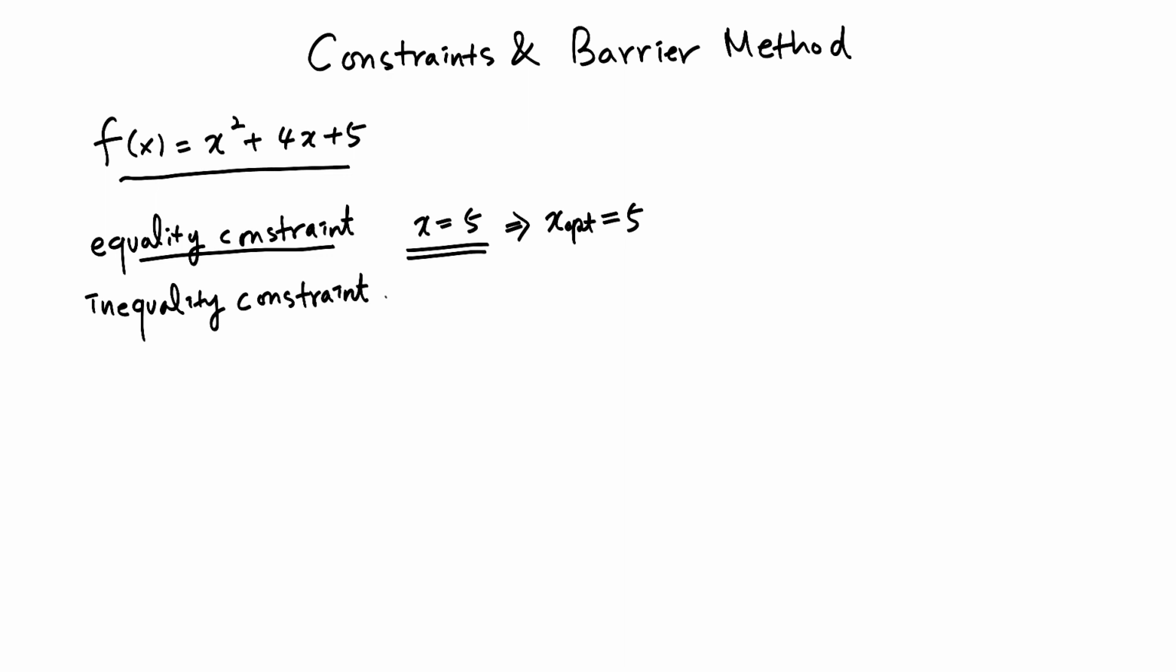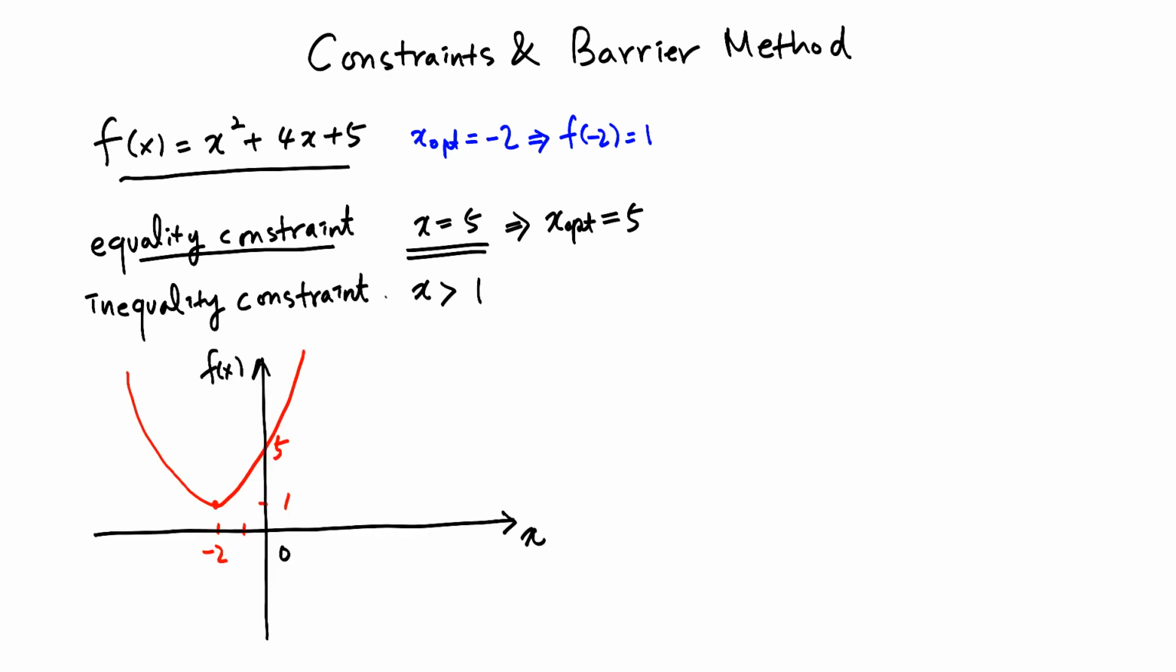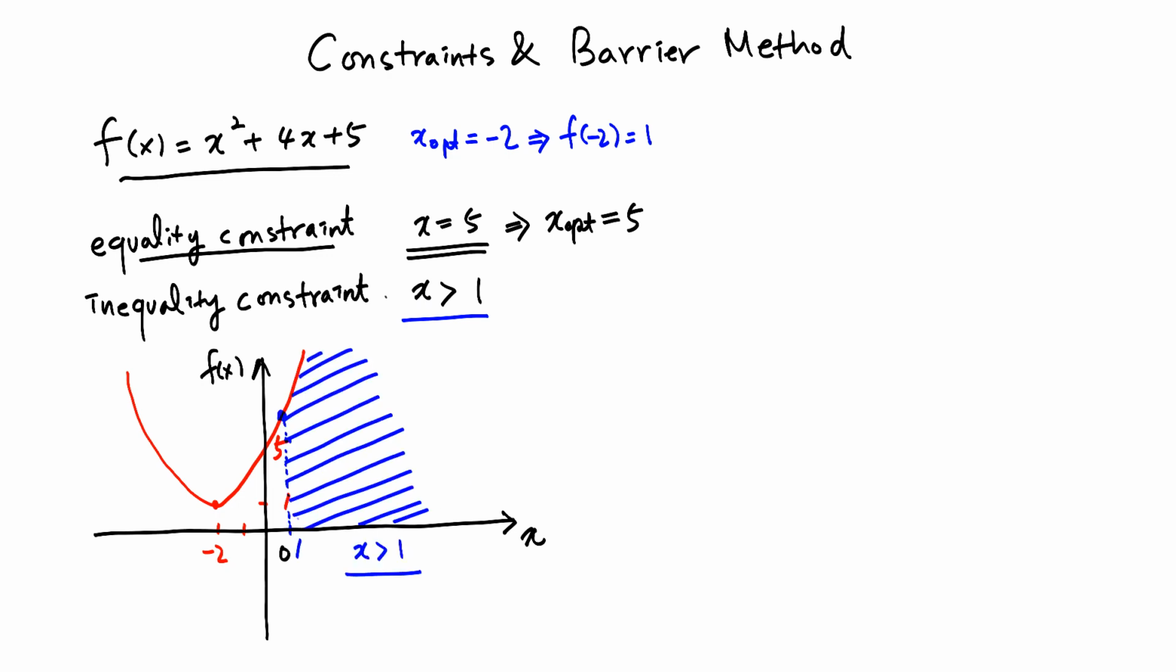Inequality constraint is something like this: x is greater than 1. We know that our x opt is -2 and our function becomes 1, which is the minimum value. So when x is greater than 1, our constraint limits our search in this blue region only. So when x is 1, we have this minimum value, which is 10. Doesn't look like 10, but it should be. And I will introduce a method called the barrier method to deal with this inequality constraint later.